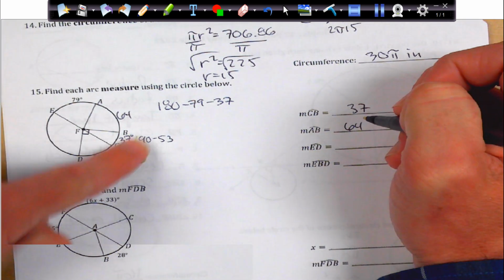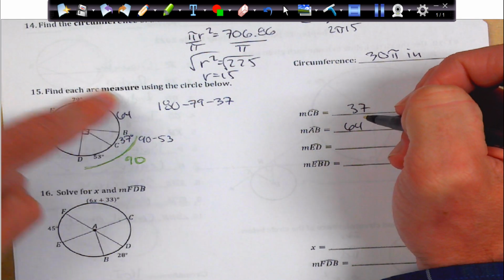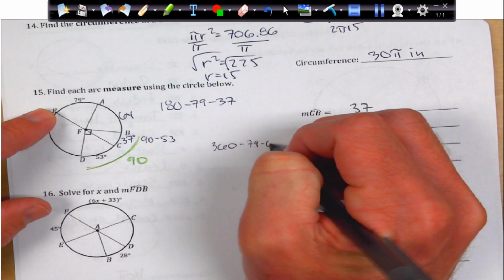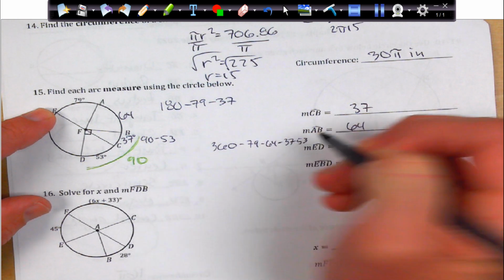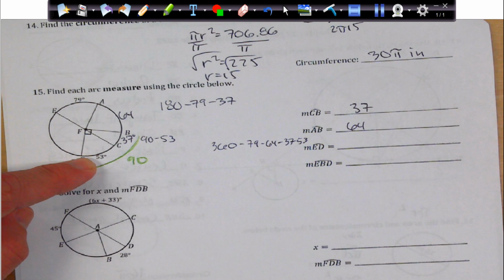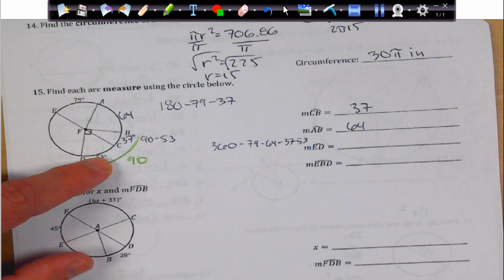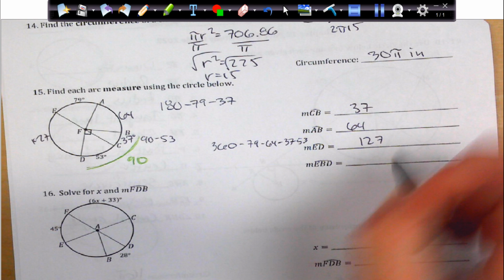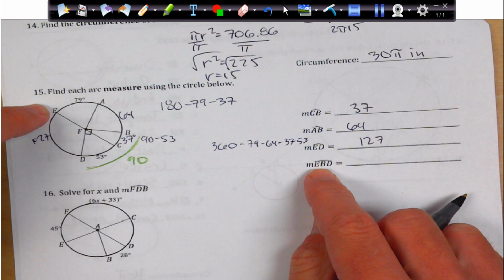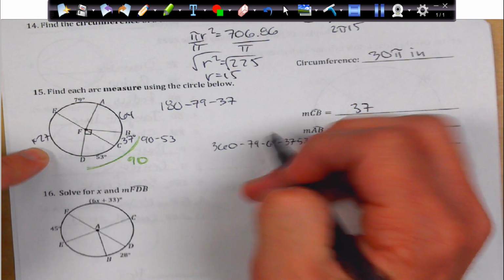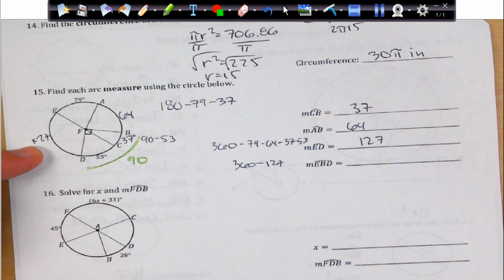ED, now we have everything but ED, so we could add all these up and subtract from 360. So 79, 64, 37, and 53. But we know this is already 180, so I'm just going to subtract 53 from 180. I got 127. Now the measure of EBD, E to B to D, so that's everything but 127, so we could just do 360 minus 127, which is 233.